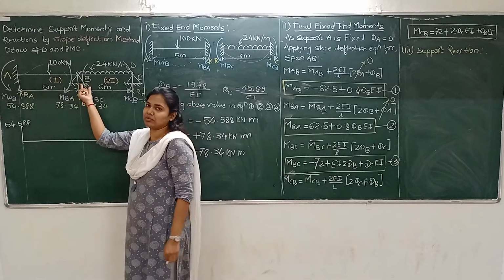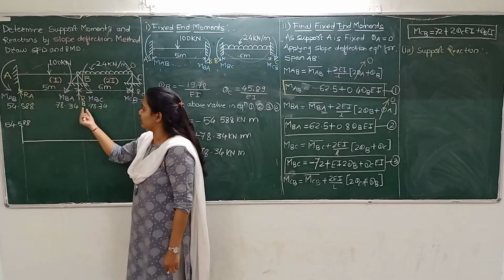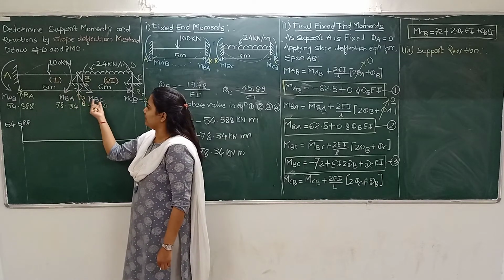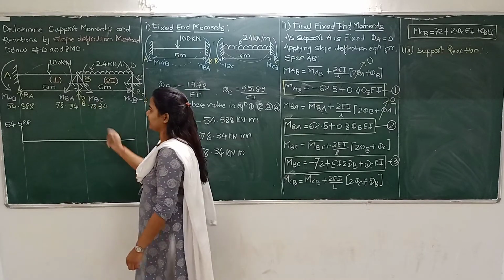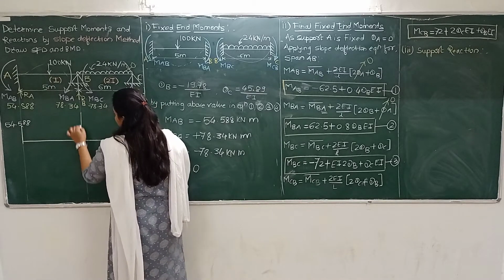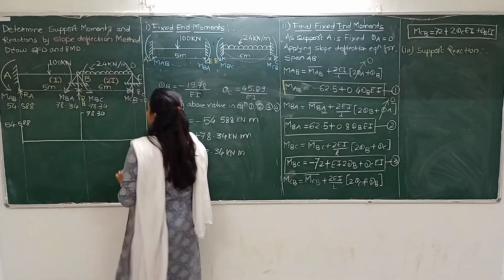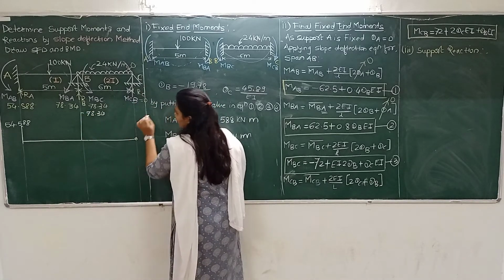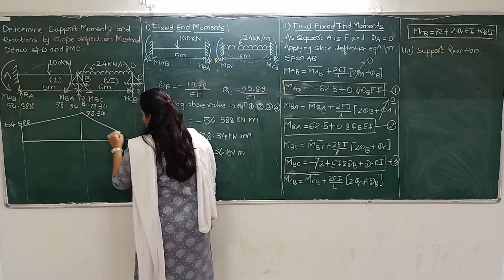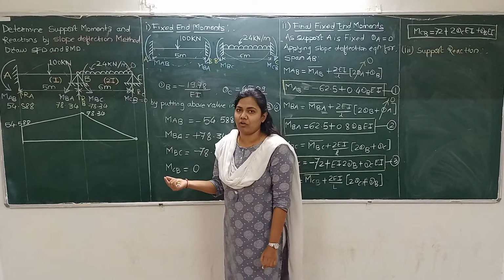At the intermediate support B, the negative bending moment acts in opposite directions, so the net effect of the total final moments at B is 0. But these are the developed end moments at B, which are the same in magnitude and opposite in direction, which is 78.34. And the end moment at C is 0. So let us join these two points by a straight line. This is the BMD because of the final end moments.